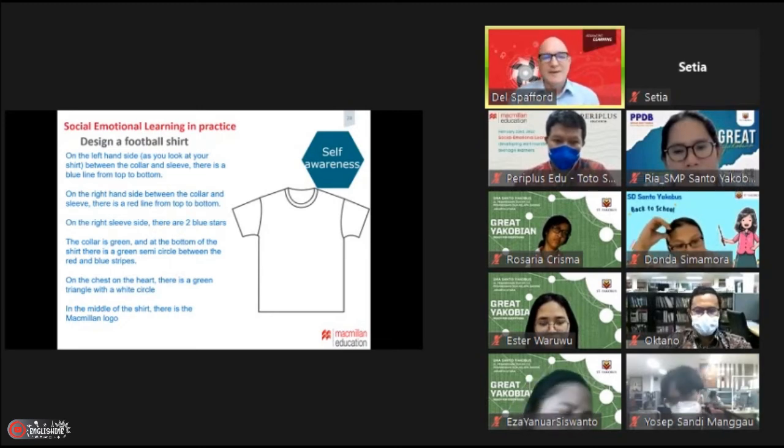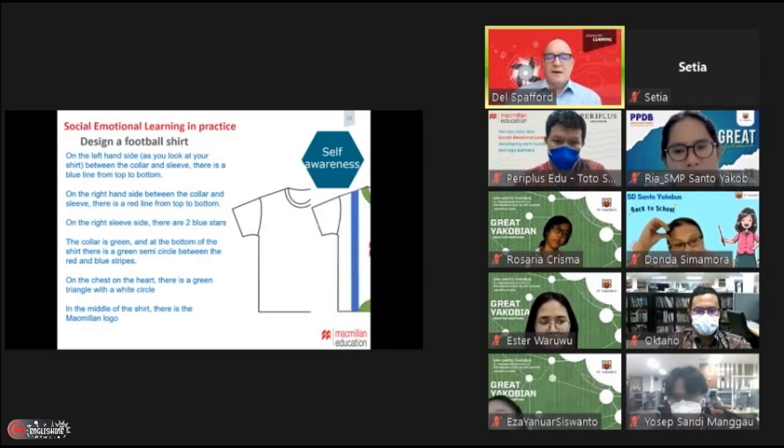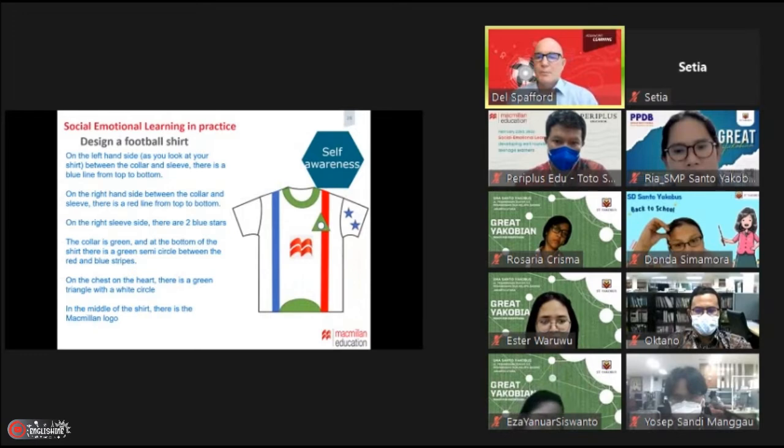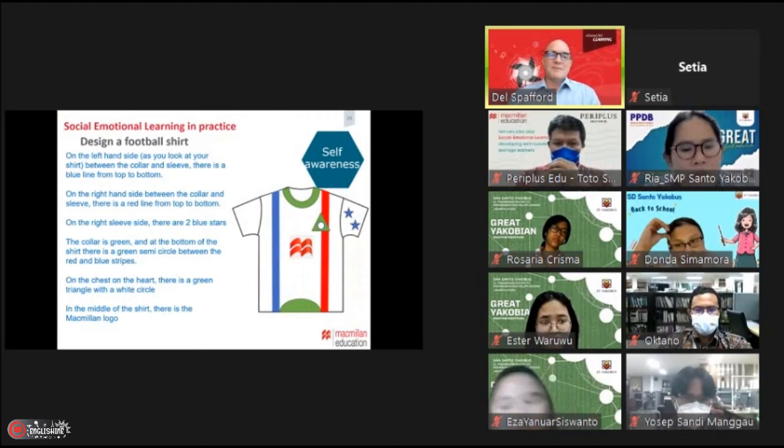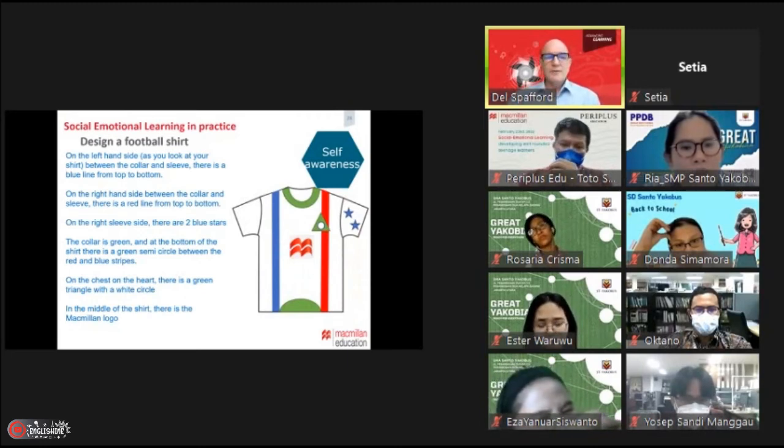Oh, I forgot the one. Yeah, in the middle of the shirt, there is the Macmillan logo. I should have said that. And then they can compare their answers to my picture, which is there. All right. So what I'm trying to do here is show them how a white t-shirt can become something quite beautiful, and they could design their own t-shirts and maybe get them made as well if they wanted to, using their old shirts. So these picture dictations, very easy to prepare, very, very fruitful.